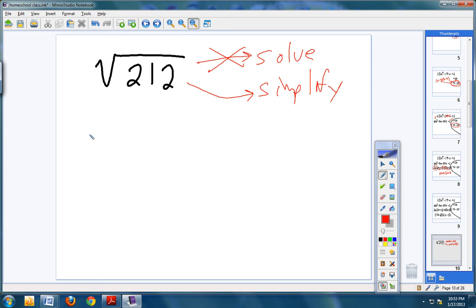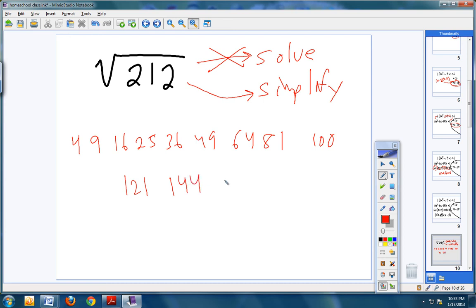Do you remember your perfect squares list? 2 times 2, 3 times 3, 4 times 4, 5 times 5, 6 times 6, 7 times 7, 8 times 8, 9 times 9, 10 times 10, 11 times 11, 12 times 12. Now I'm getting a little sketchy here. 13 times 13 is 169. 14 times 14, I really don't remember what that is. I think it's 196 maybe. And then 15 times 15 I think is 225.